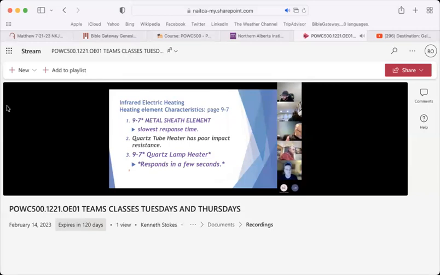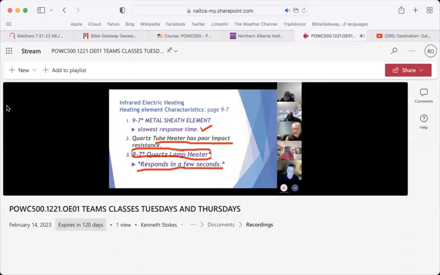And is it a robust element? Can you throw it in a toolbox, for example? So excellent impact resistance for the metal sheath, but not so much for the glass tube. So metal sheath element has slowest response time. Quartz tube has poor impact resistance, and the quartz lamp heater responds in a few seconds. These are getting popular again.